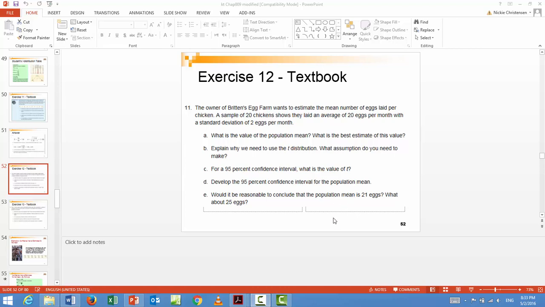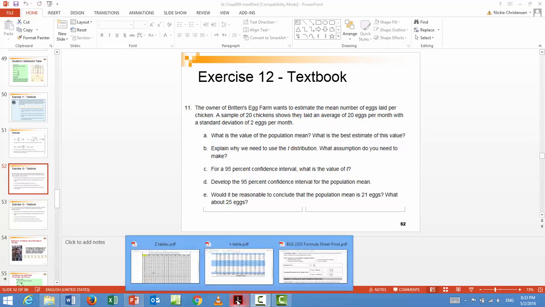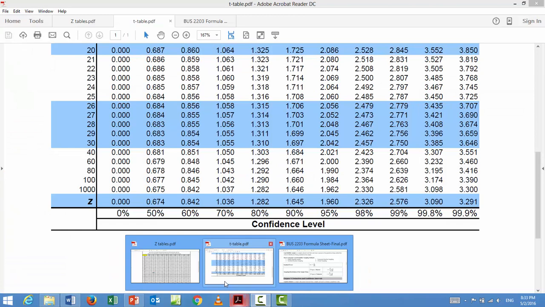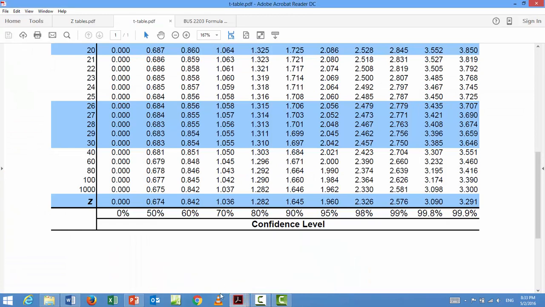This is about how to do a confidence interval when we don't know sigma, when all we know is S, which is the standard deviation of a sample. Okay? If we don't know sigma, we have to use a different distribution. We cannot use the Z distribution. We have to use the T distribution. Okay?